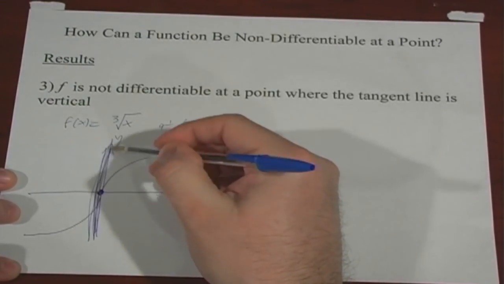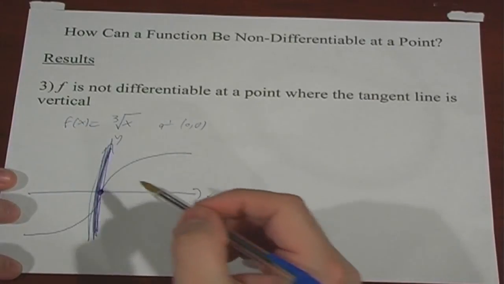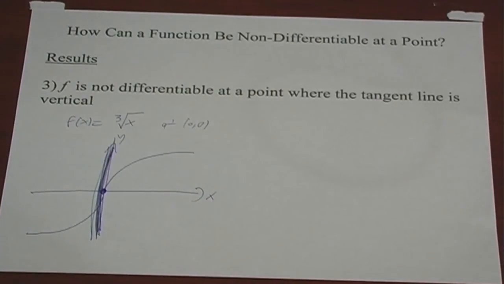If you were to calculate the slope of the tangent line, you get the limit would be some kind of infinity. But remember, if a limit is infinity, that means it does not exist. So if you have a vertical tangent line, the slope does not exist, that means it's not differentiable there.